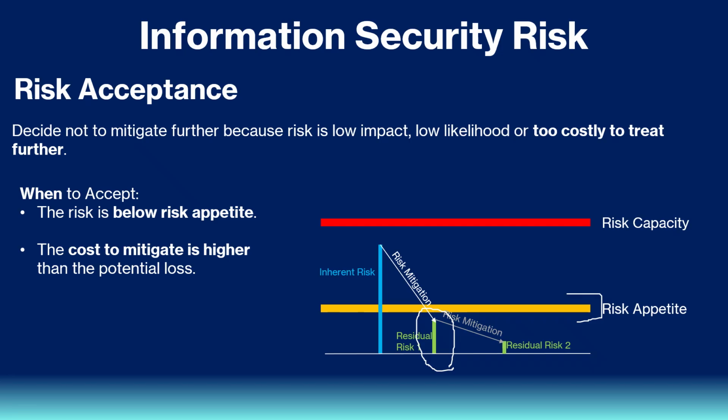Example, see here, the risk is mitigated once. Now we are here, just below the appetite. Now the organization wants to mitigate it further, but mitigating it further to reduce the risk will need some money. Now, if that money is too much compared to the loss if the risk is realized, then it is not worth spending money on those controls. In that case, the organization decides to accept the risk and not to proceed any further.